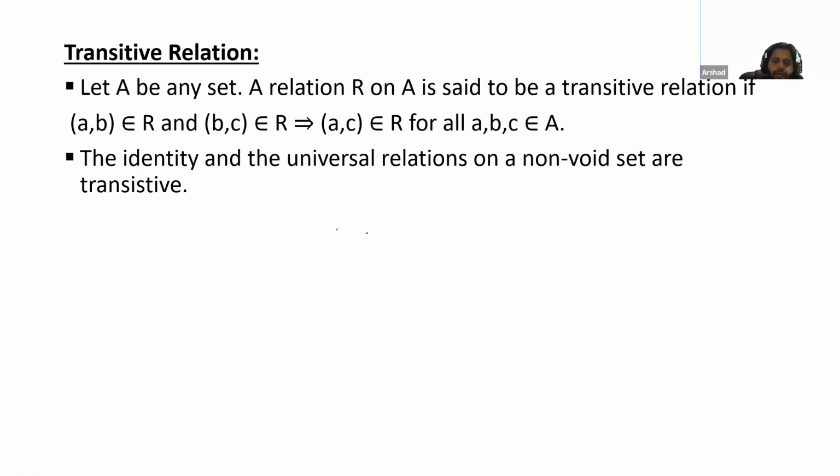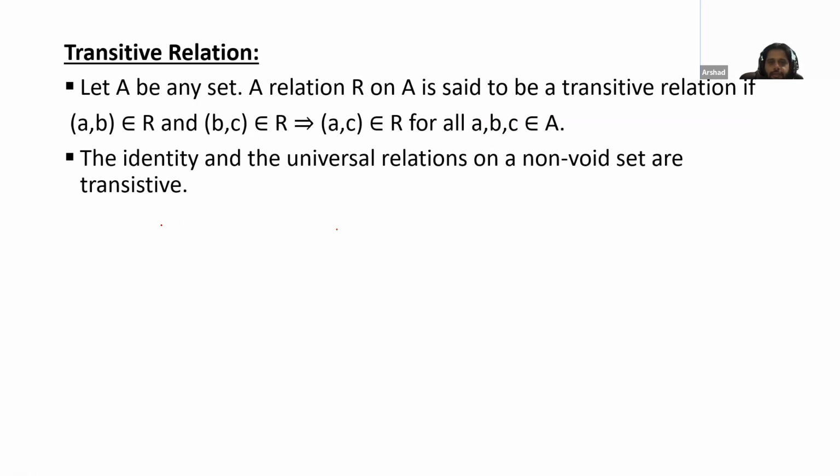Next is identity and universal relation. Identity and the universal relation on a non-empty set are transitive. In identity we have the common element, and in universal relation we take all the elements. There's one more point, a very important one: when will we say that the relation is not transitive?